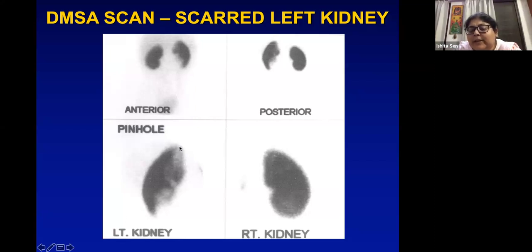And there used to be something called a pinhole collimator, which could magnify these images. Now nobody uses them, but these were beautiful images which we could generate out of a pinhole collimator to look for cortical scarring.